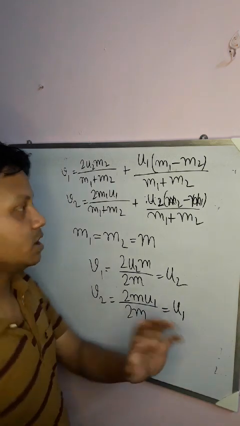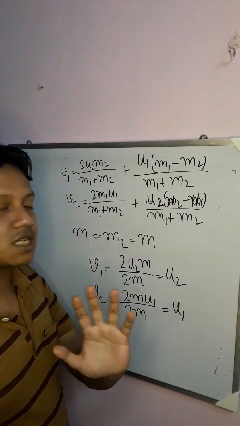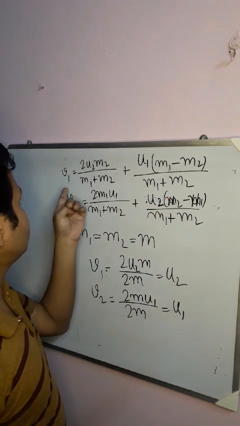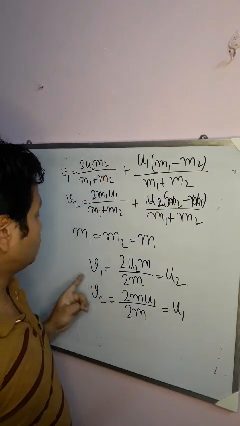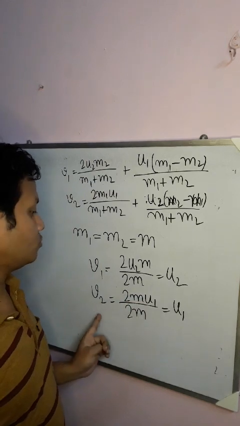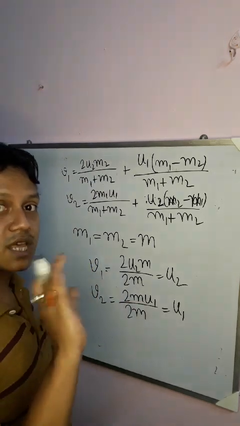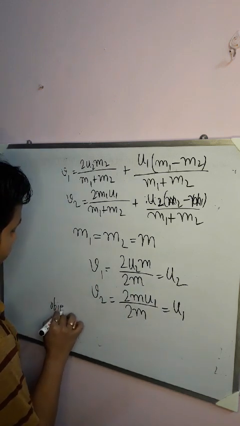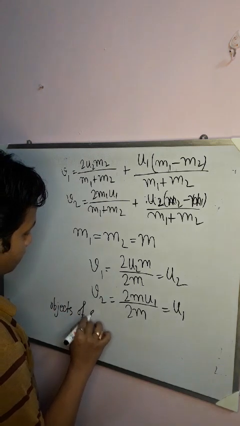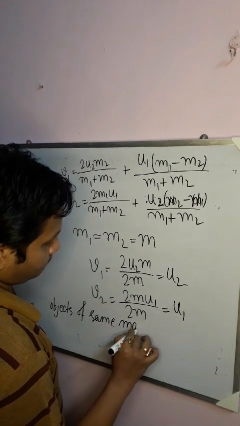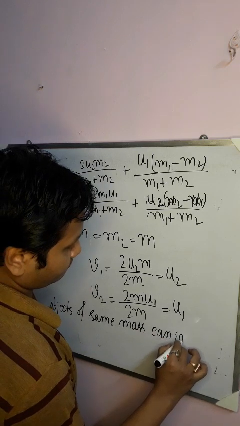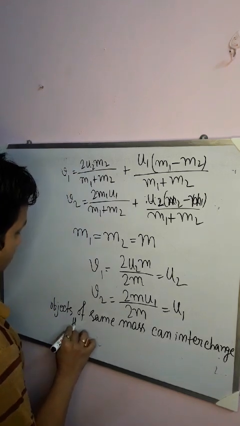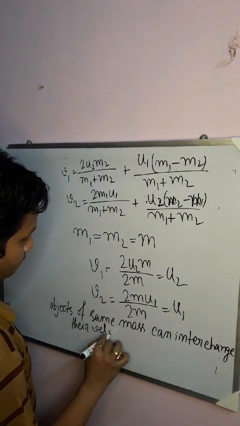If we consider that both objects are of the same mass, then these terms are 0 because m1 equals m2, and if we put m1 equals m2 equals m, we see v1 equals u2 and v2 equals u1. So objects of the same mass will interchange their velocity. Objects of the same mass can interchange their velocity after collision.